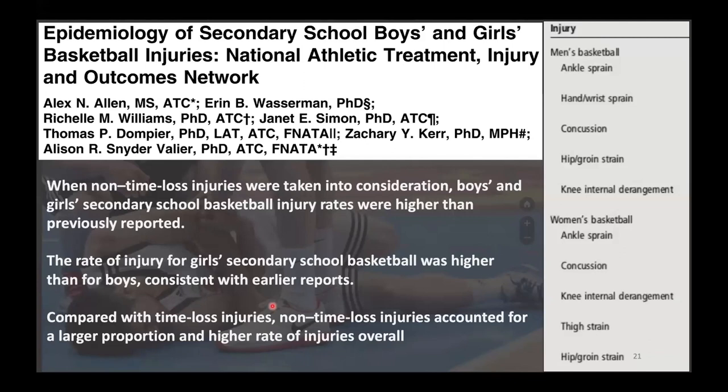So we should consider an injury not only when a player can't play or take part in a practice. We should consider the loss of performance because of an injury. I can be part of a practice with a loss of performance just because of an injury. I should consider that.